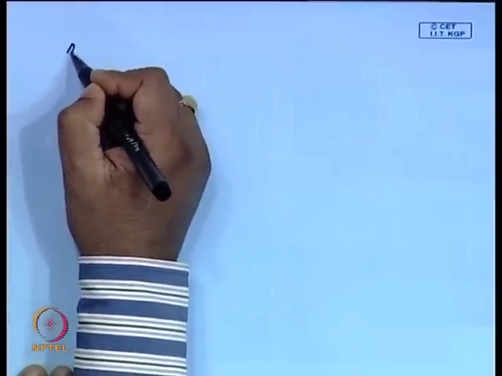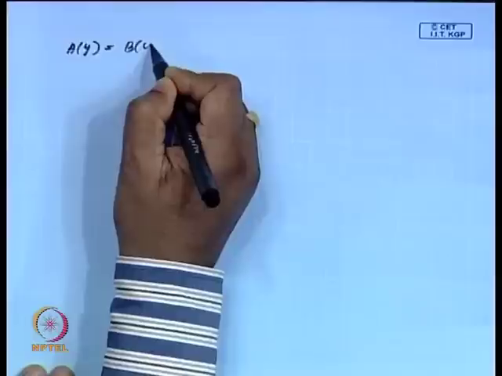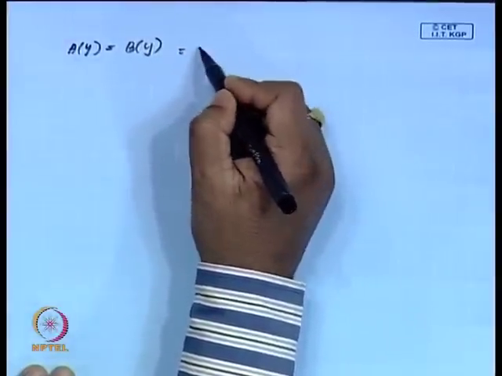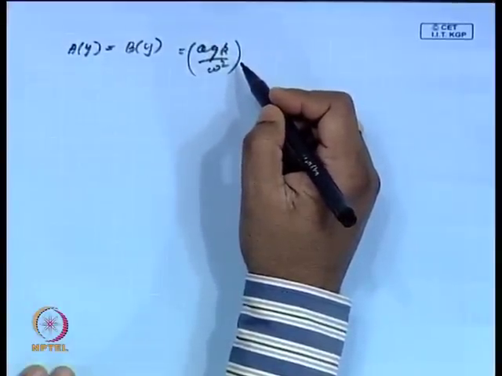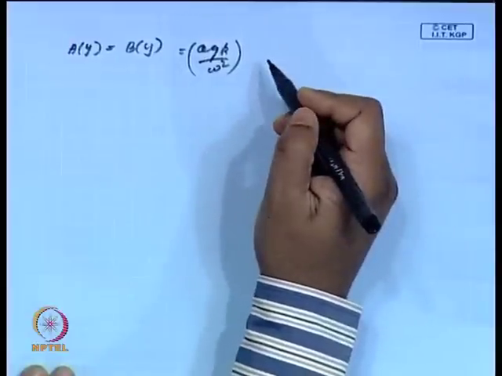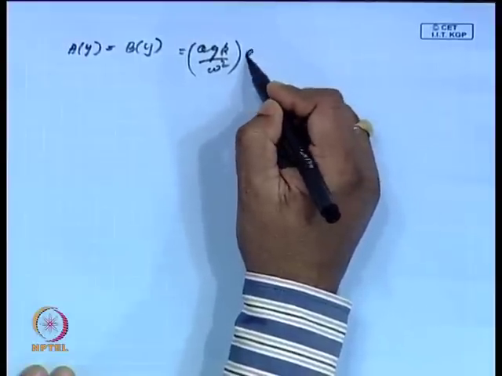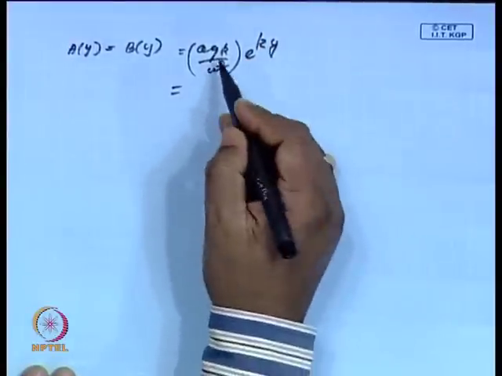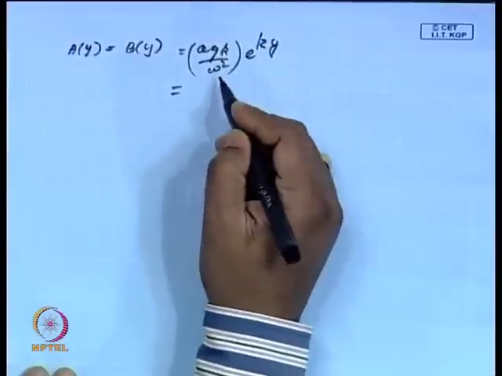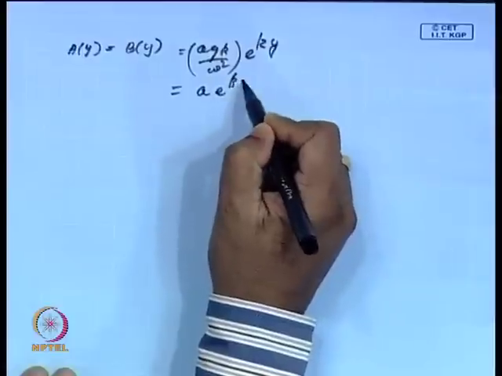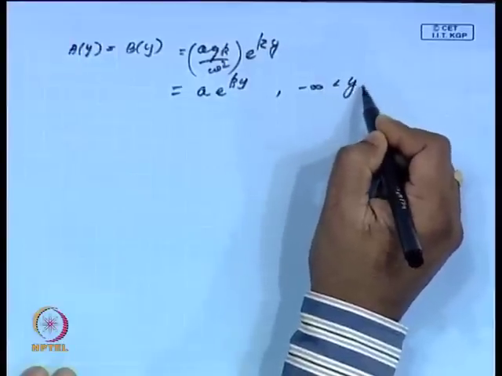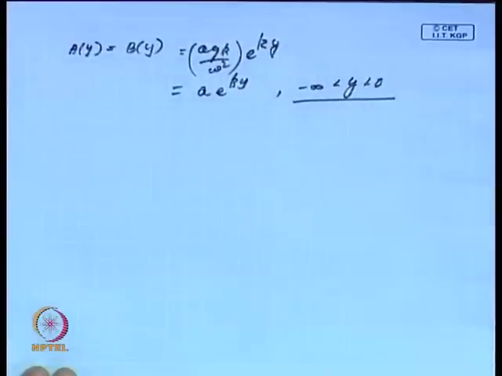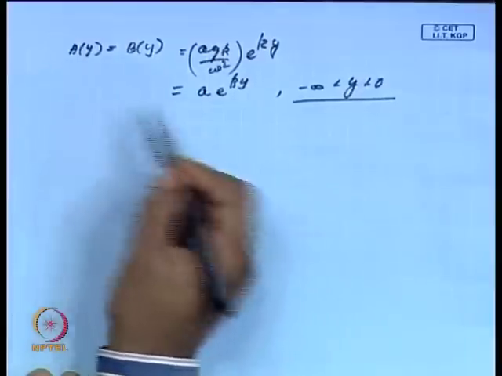When a_y becomes b_y, that means a_y is equal to b_y equal to a g k by omega square into e to the ky, and we also know that a g k by omega square is a in case of deep water, since omega square is g k. So that becomes a e to the power ky, for minus infinity less than y less than 0.